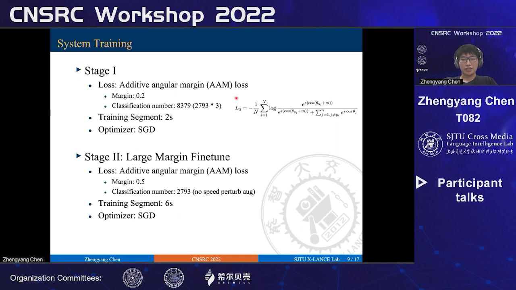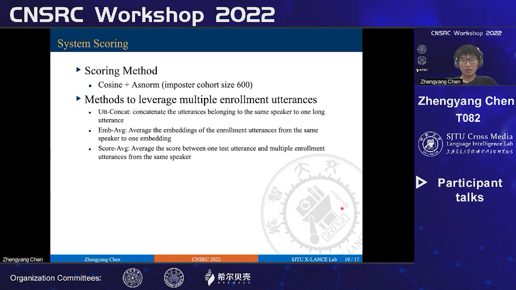In our experiments, we split the training into 2 stages. In stage 1, we use the additive angular margin loss as the training objective and set the margin to 0.2. We randomly sample a 2-second segment from each utterance to construct the training batch. In stage 2, we do large margin fine-tuning by enlarging the margin to 0.5 and using longer segments. Besides, we also abandon speed perturbation in this stage to make the data more matched with the real data. In the scoring stage, cosine similarity plus adaptive score normalization is used.